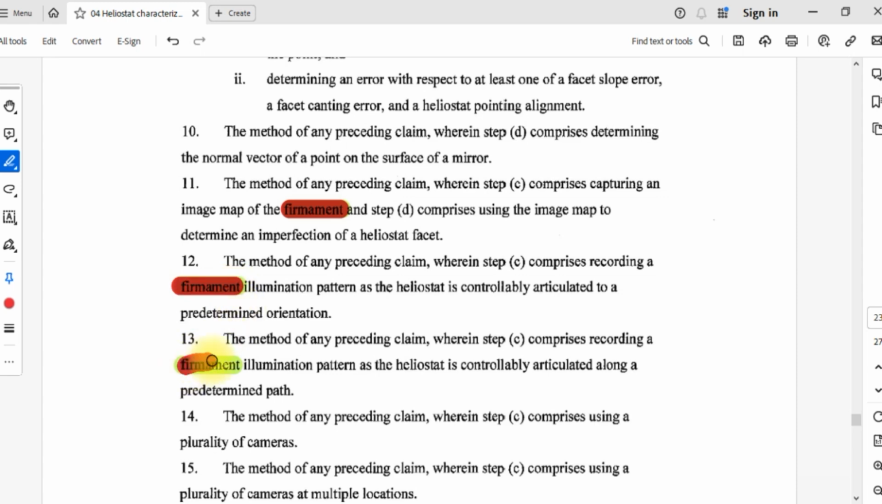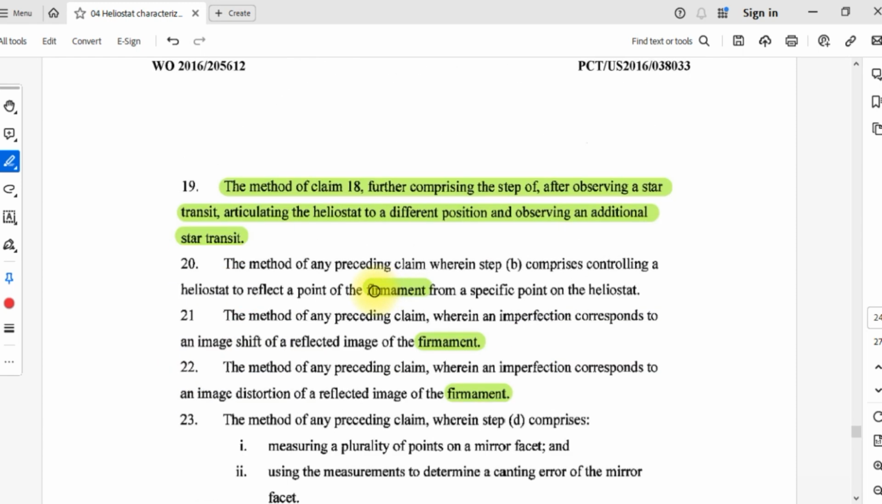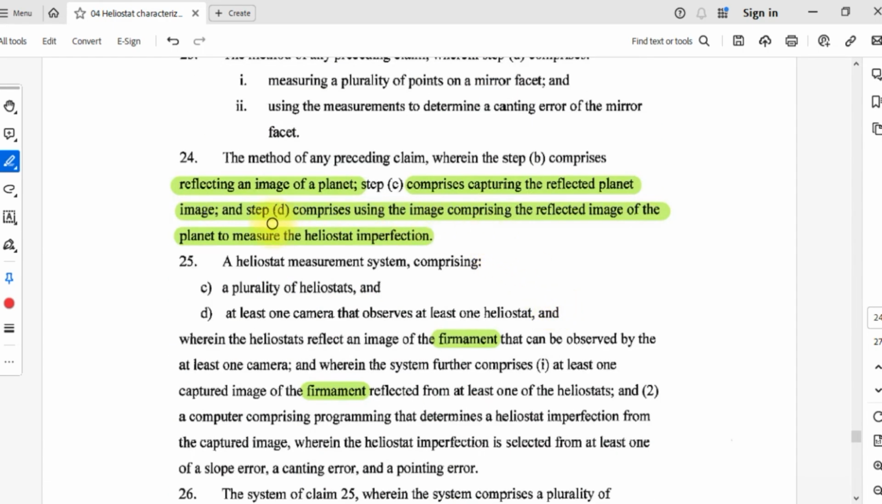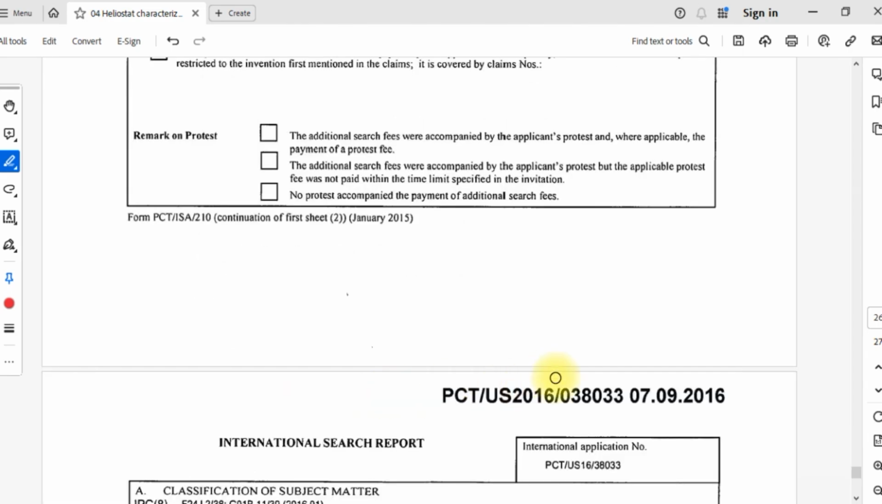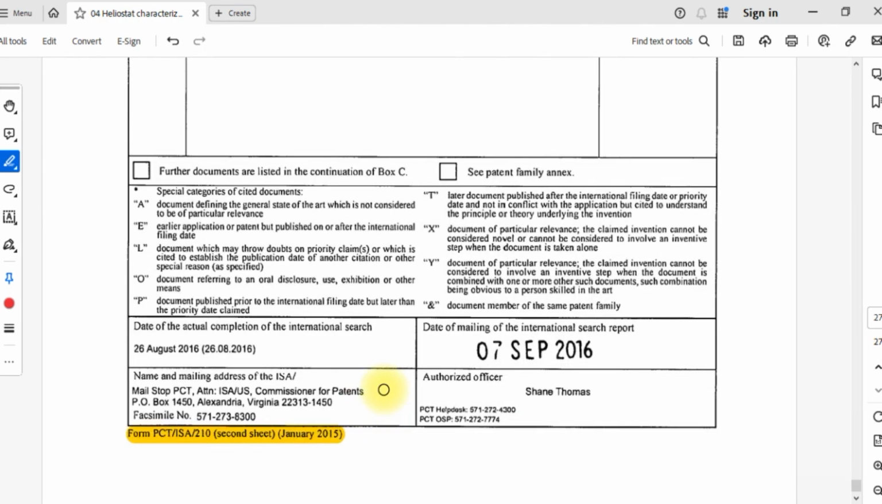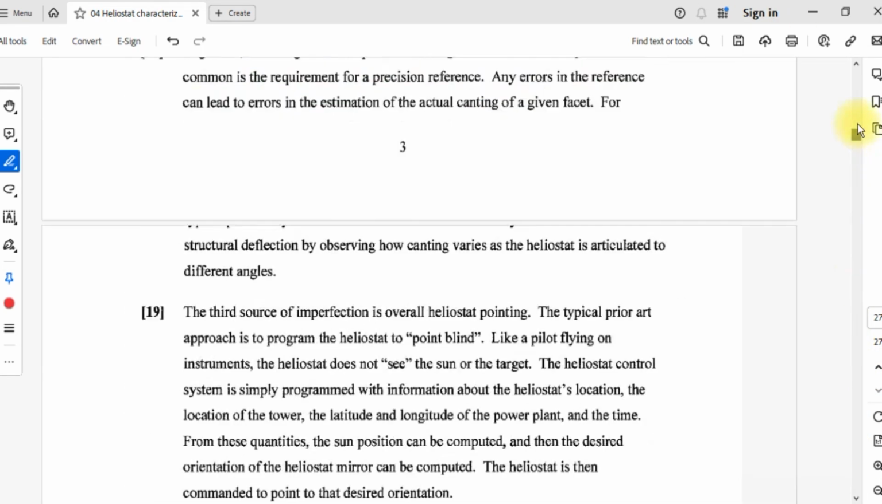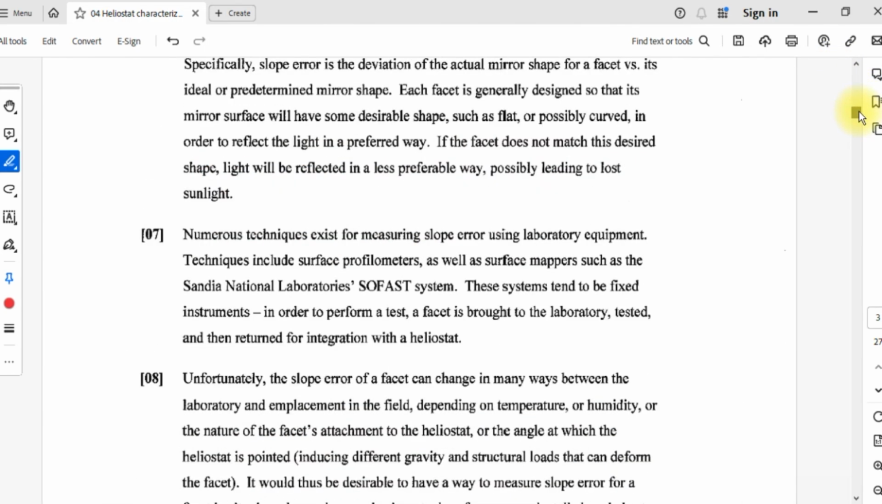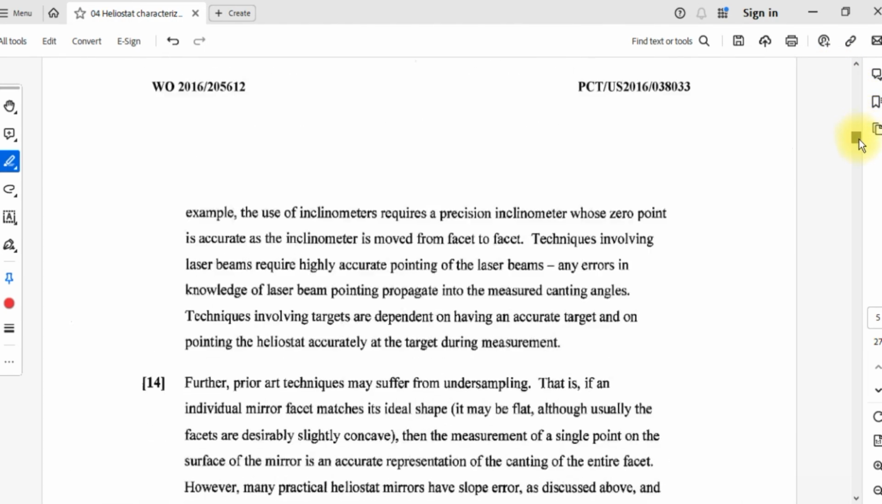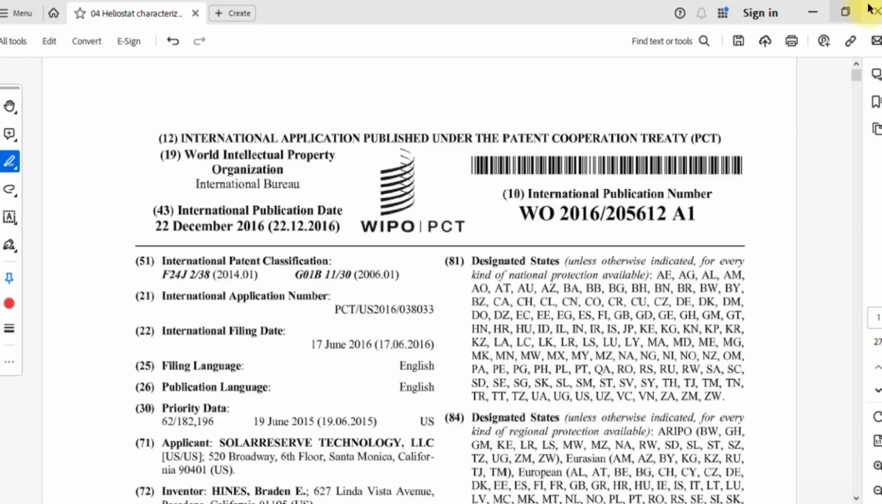Firmament, and more firmament. This is the end of the document, and lots of firmament references. The firmament doesn't exist. I should have counted, but there are dozens, more than 20 firmament references here. Let's move on to another one.